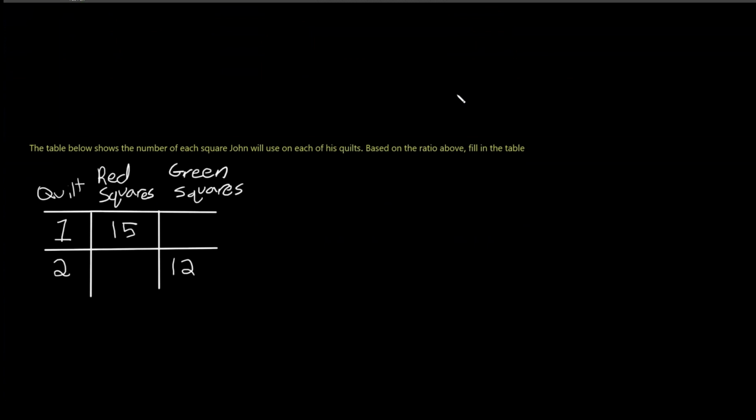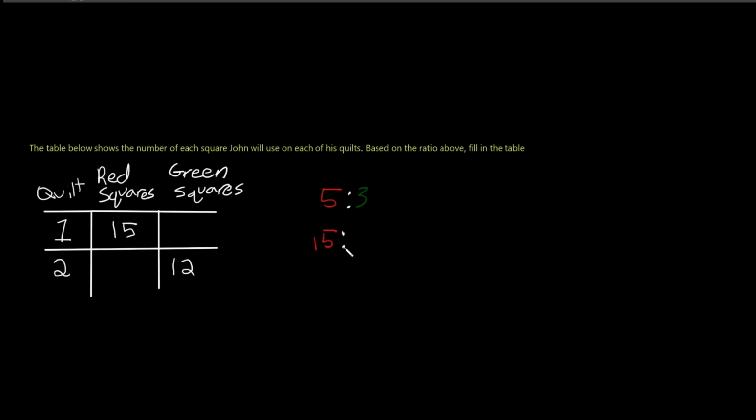So we see here that there are 15 red squares, and we don't know the amount of green squares that he's going to use in quilt 1. Well, let's just write out the ratio first to remind ourselves exactly how many there will be. 5 red squares to 3 green squares. So in this example, there are going to be 15 red squares.